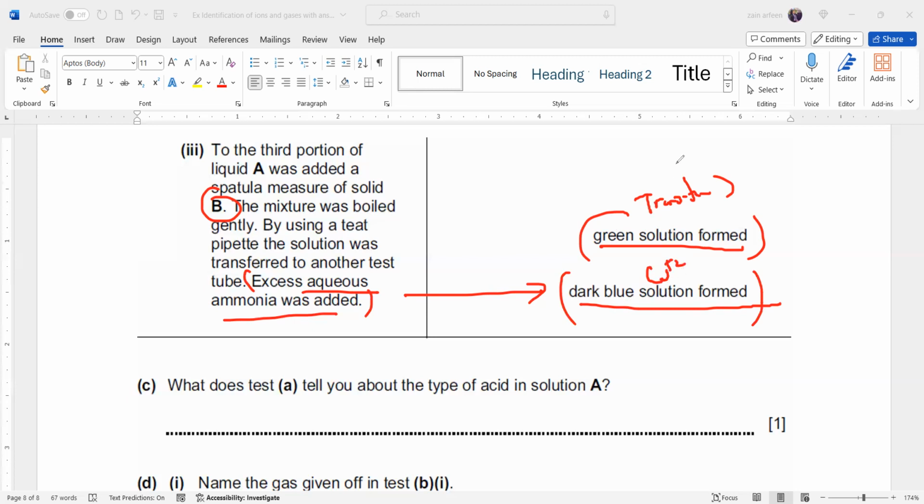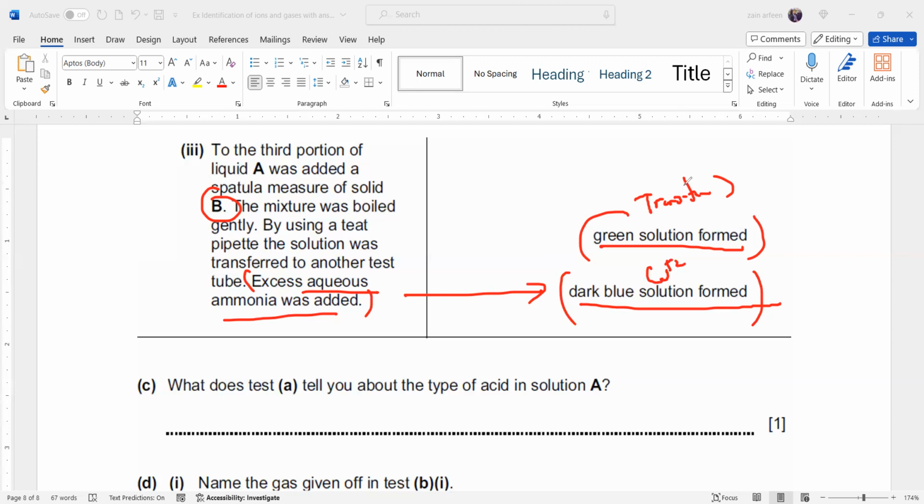Because a copper salt does not mean it should always be blue in color. Copper carbonate is actually green in color. Copper oxide is black in color. Copper sulfate is blue in color. So copper, the same element with the same oxidation number, will have different colored compounds. So a colored compound gives an idea it's a transition element, but to test which transition element, we add excess aqueous ammonia or sodium hydroxide. Iron gives green precipitates as well, but here it is not added.